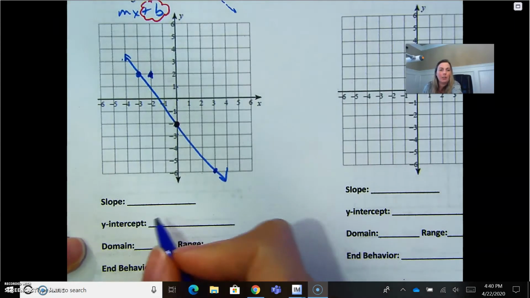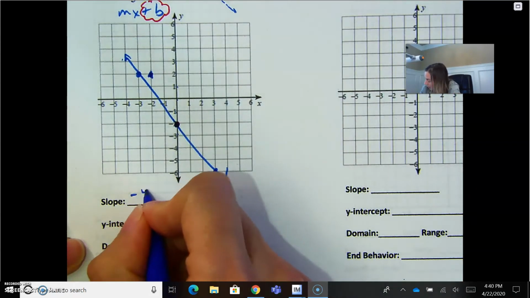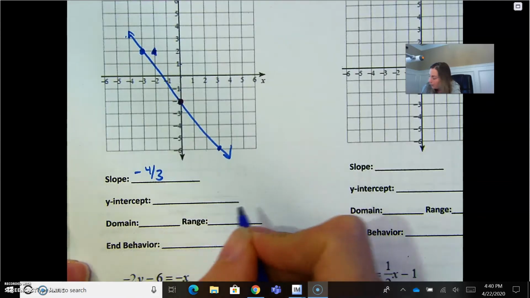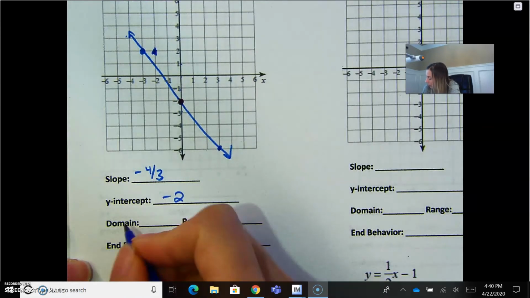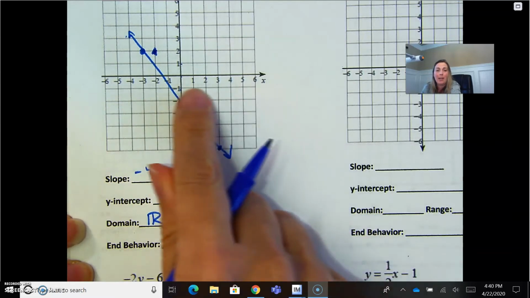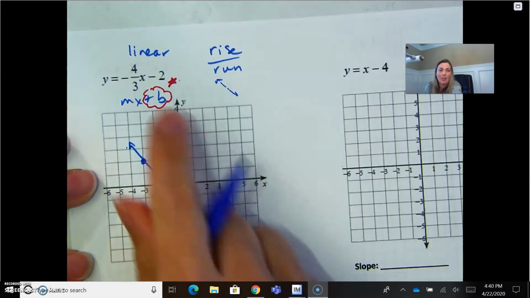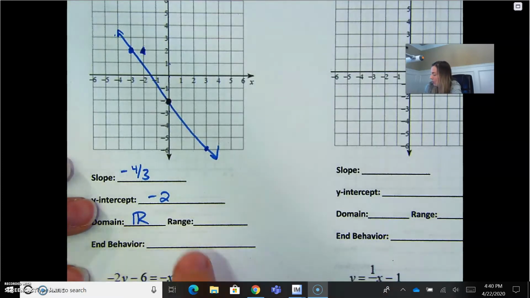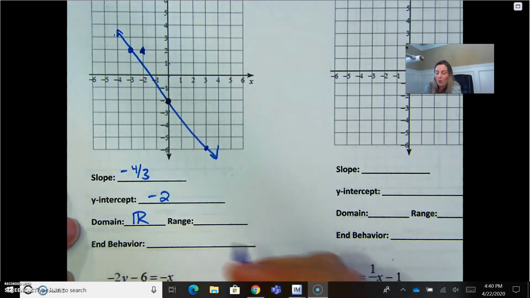All right, so let's answer some of these questions. The slope is -4 thirds. The y-intercept is -2. The domain can be any x value that you want, right? Domain is what you can put into the equation. You could use anything you want for x. The range, so what's being used on the y-axis.